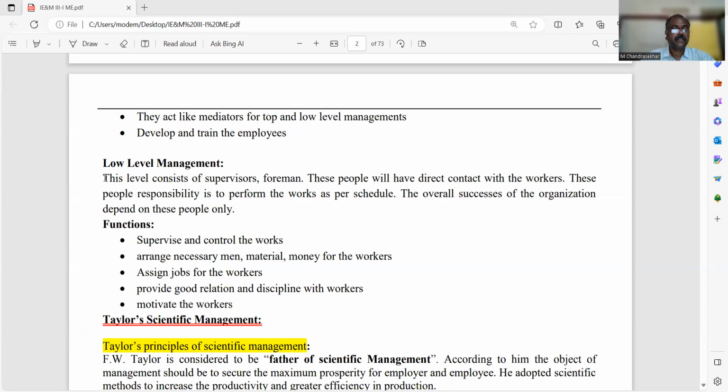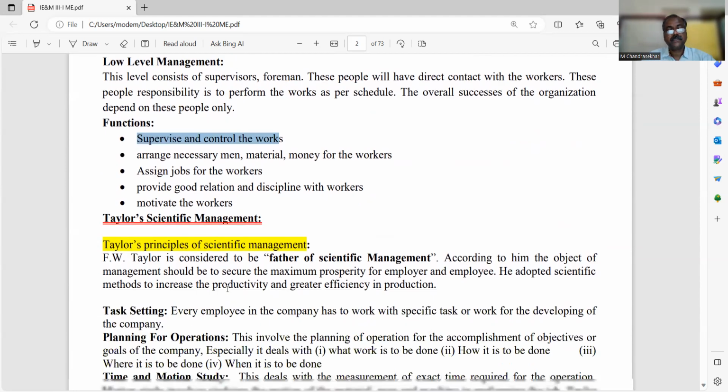Next, low level management. This level consists of supervisors and foremen. These people will have direct contact with the workers. These people have the responsibility to perform the works as per the schedule. The overall success of the organization depends upon these people only. And then, what are the functions of the low level management? Low level management will supervise and control the works, arrange necessary men, material, and money for the workers, assign jobs for the workers, provide good relation, discipline, and focus, and motivate the workers.